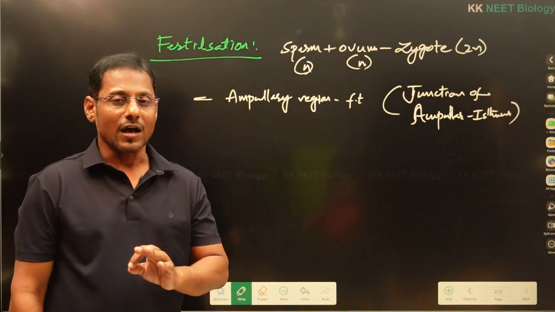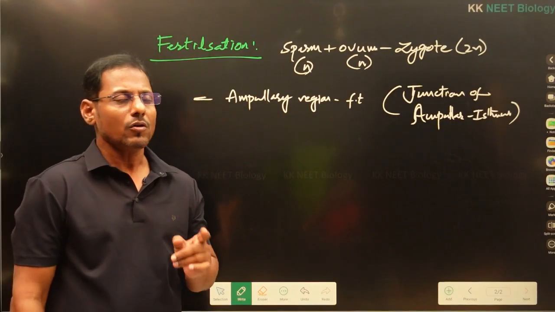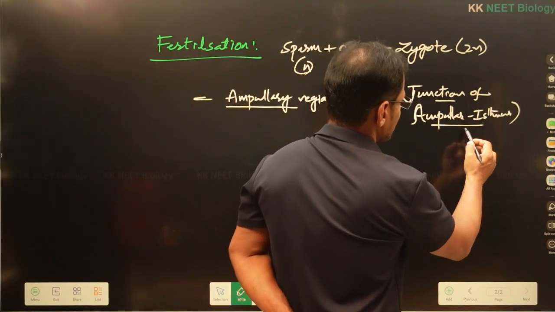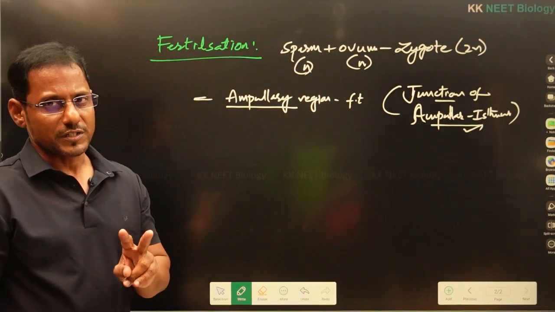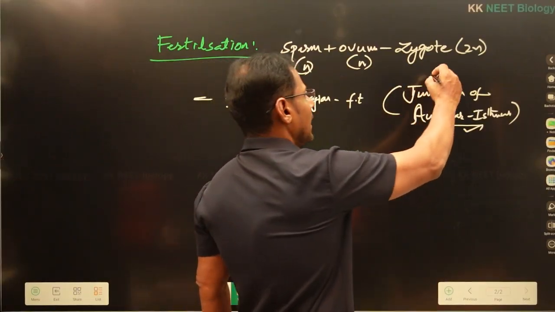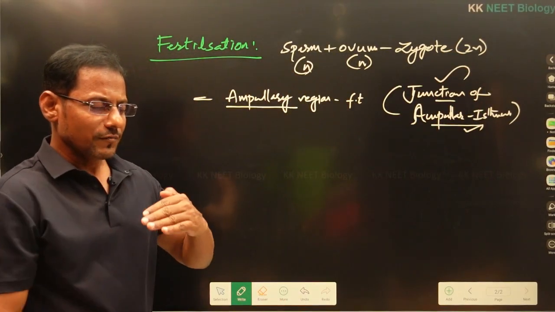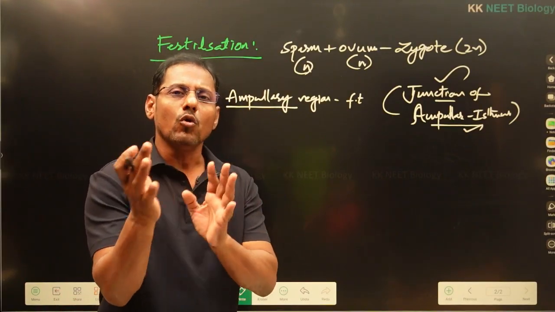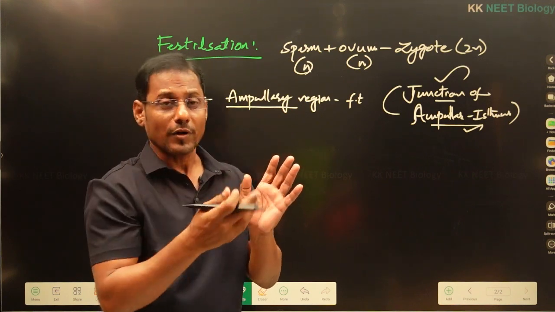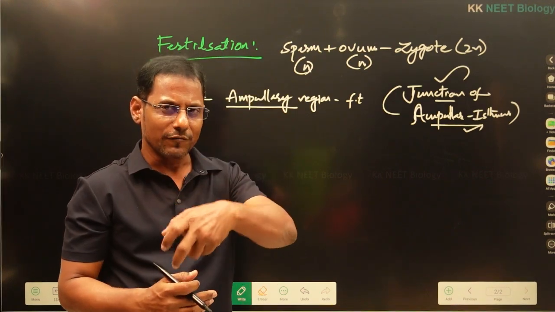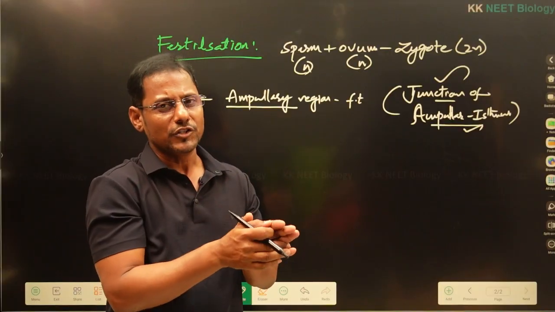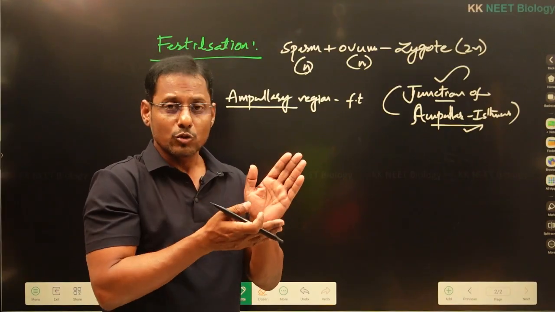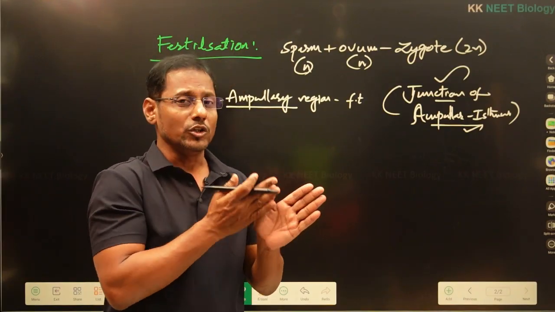If the examiner gives both options, the ampullary region as well as the junction of the ampullary isthmus region, you must tick the ampullary isthmus region. When the sperm is reaching the ampullary region, simultaneously the ovum has to come from the fallopian tube, from that end, the infundibulum, and reach the ampullary region. From here the sperm has to swim through the birth canal and enter into the uterus.